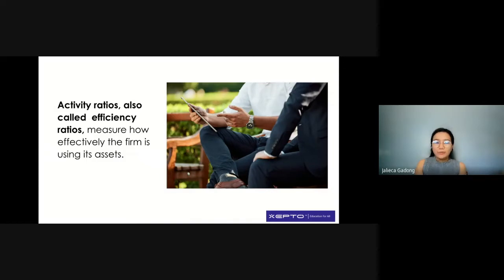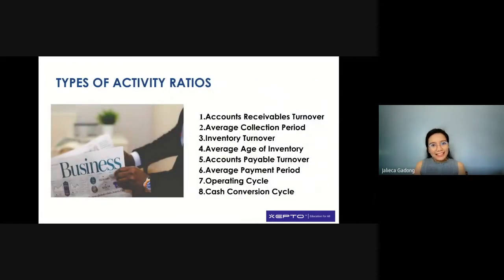All right, so at this point, you already have an idea of the kind of accounts that we are going to focus on in solving activity ratios. So we have here eight types of activity ratios. We have accounts receivables turnover, average collection period, inventory turnover, average age of inventory, accounts payable turnover, average payment period, operating cycle, and cash conversion cycle.